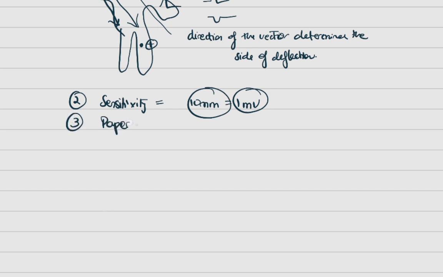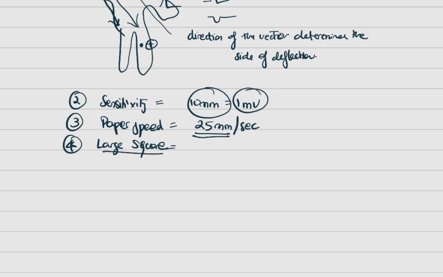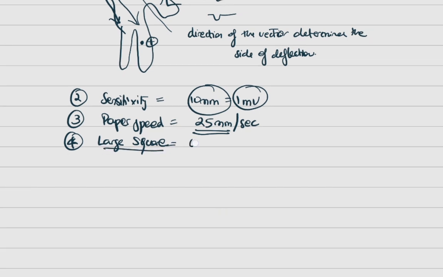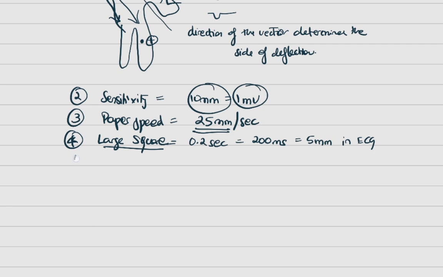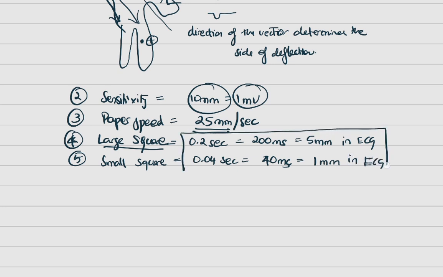Paper speed. This is another commonly used convention. It is always 25 mm per second. The paper moves 25 mm per second, which is 2.5 centimeters per second. Very important: each large square is 0.2 second, which is equal to 200 millisecond, equal to 5 mm in the ECG tracing. Again, a small square equals 0.04 second, equal to 40 millisecond, equal to 1 mm in the ECG. This is a very important convention that we follow in ECG.